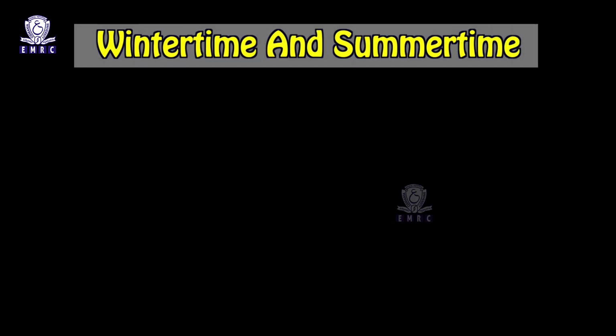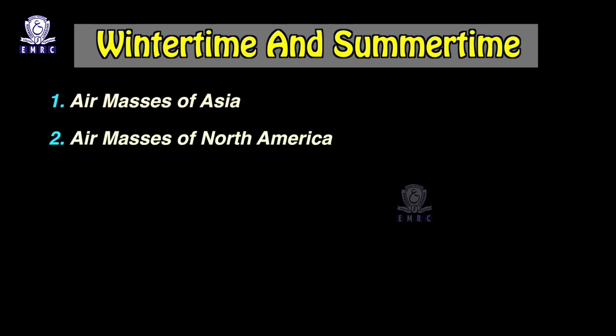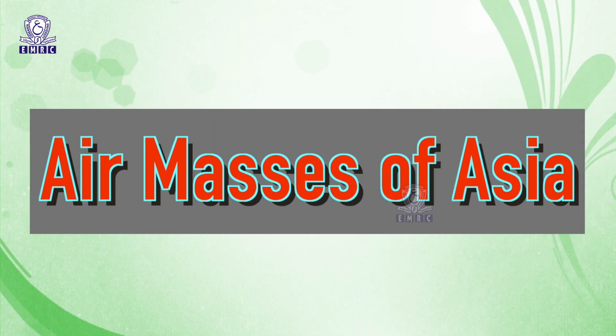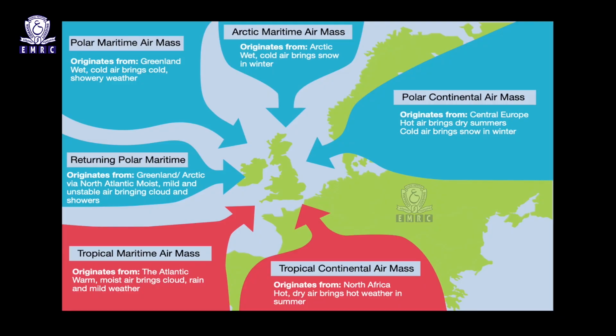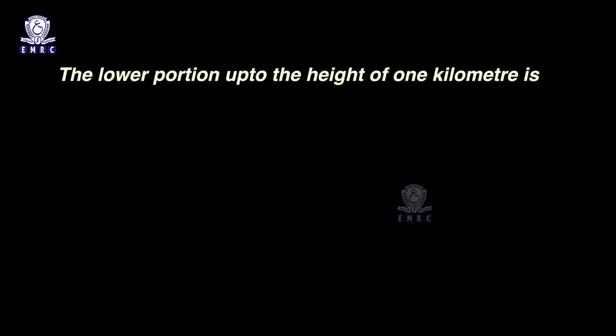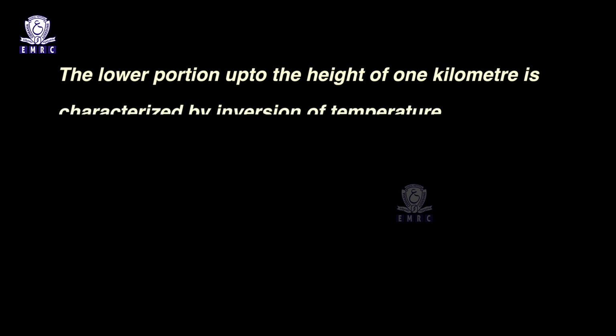After going through this module, you will learn about the wintertime and summertime air masses of Asia and North America. Air masses of Asia. Wintertime air masses. Continental polar air masses. These air masses originate over extensive areas comprising Siberia and Outer Mongolia, having very cold ground surface. Initially, the air masses are very cold and dry in their source regions. The lower portion up to the height of 1 kilometer is characterized by inversion of temperature.